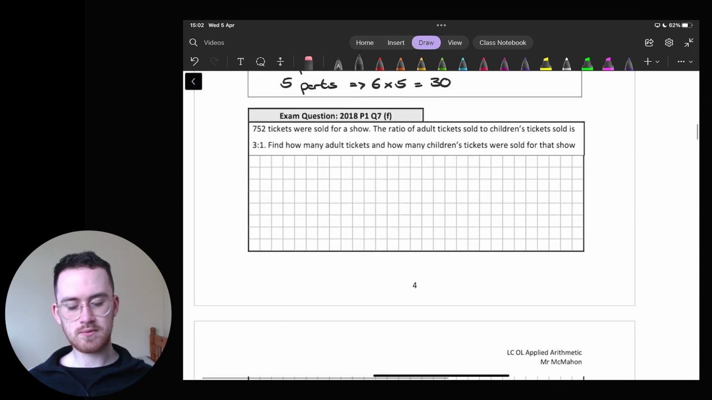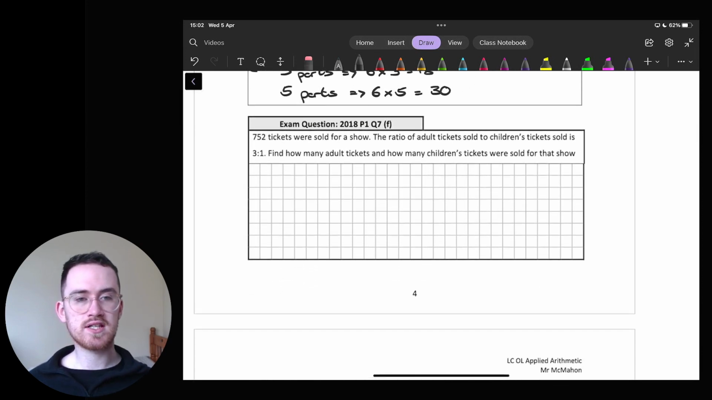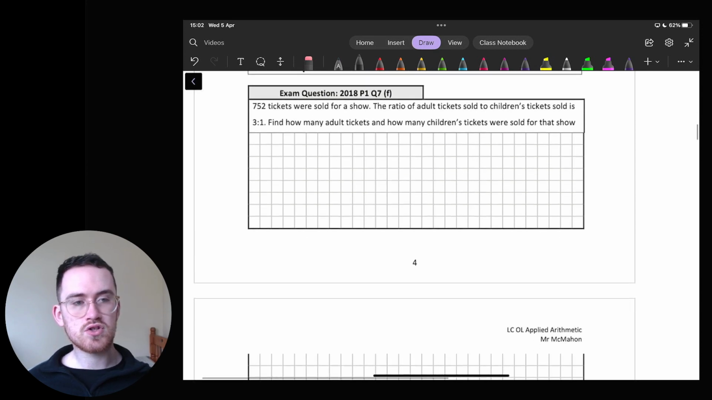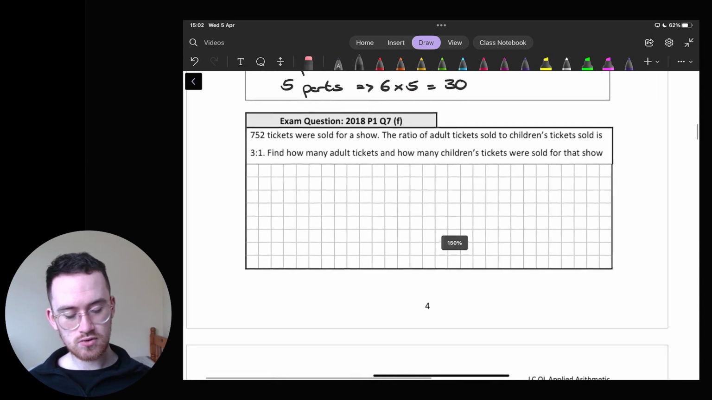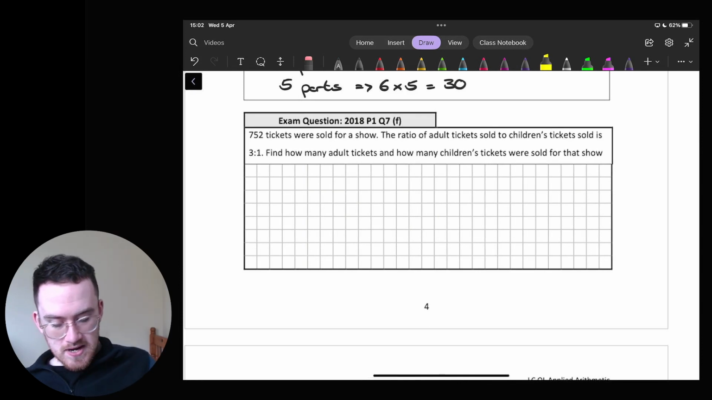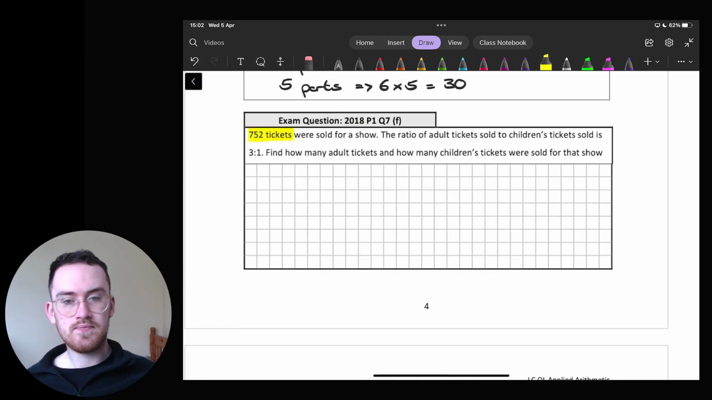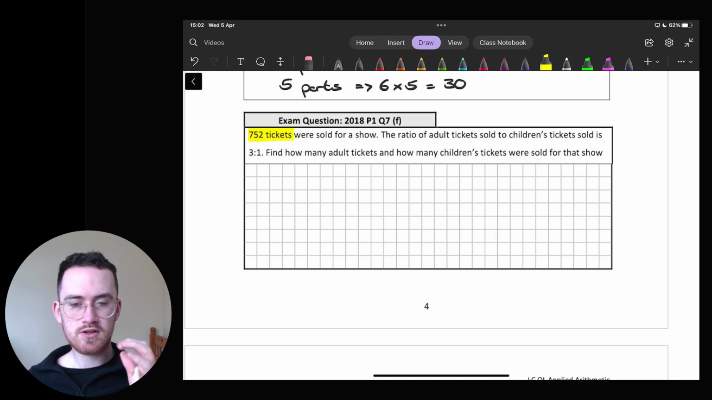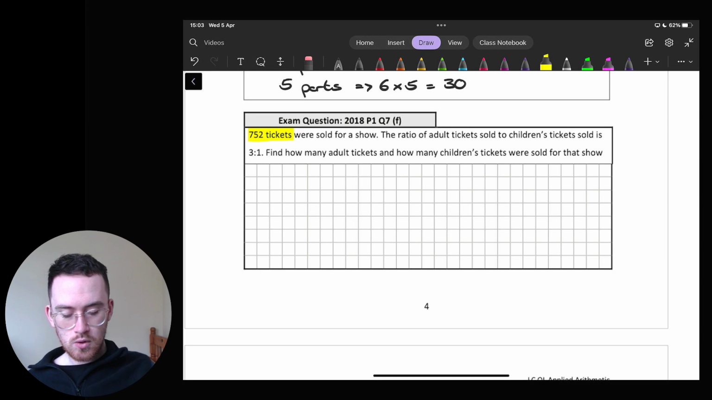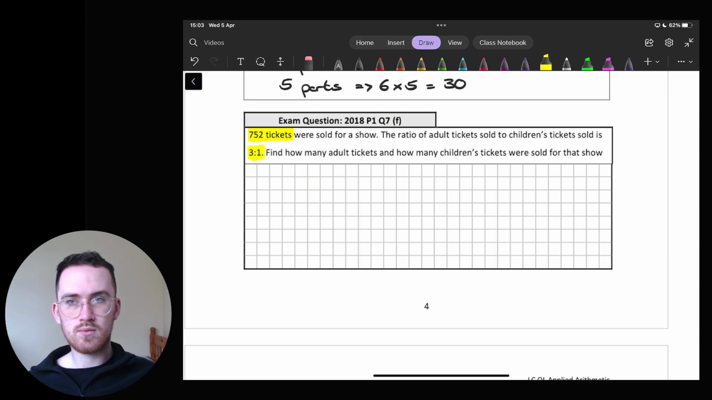So if we look at this exam question, 752 tickets were sold for a show. The ratio of adult tickets sold to children's tickets sold is 3:1. Find how many adult tickets and how many children's tickets were sold for that show. So let's go through this again. There are 752 tickets altogether. These tickets are going to be divided out, some adult tickets, some children's tickets. We're told the ratio is 3:1, so there were 3 adult tickets for every 1 child's ticket.